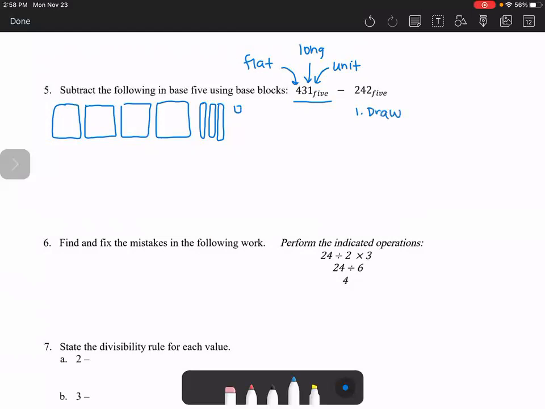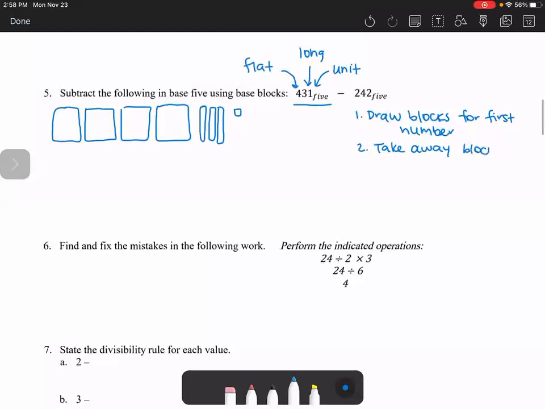So we draw the blocks for the first number. And then after we draw these blocks, we are going to take away the blocks for the second number. And when we do that, we may have to regroup some things.